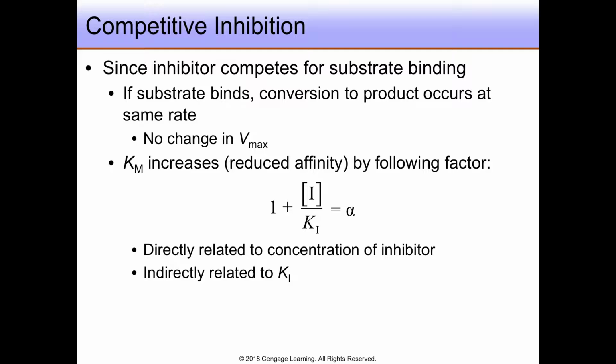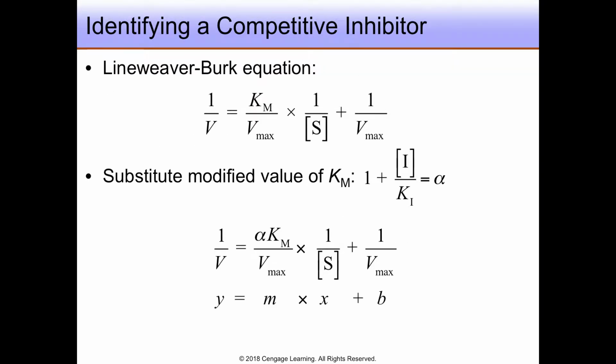It is also inversely related to Ki, which means that as Ki gets smaller, alpha gets larger. So the higher the affinity with which the enzyme binds the inhibitor, the more it will perturb enzyme function. This also stands to reason.